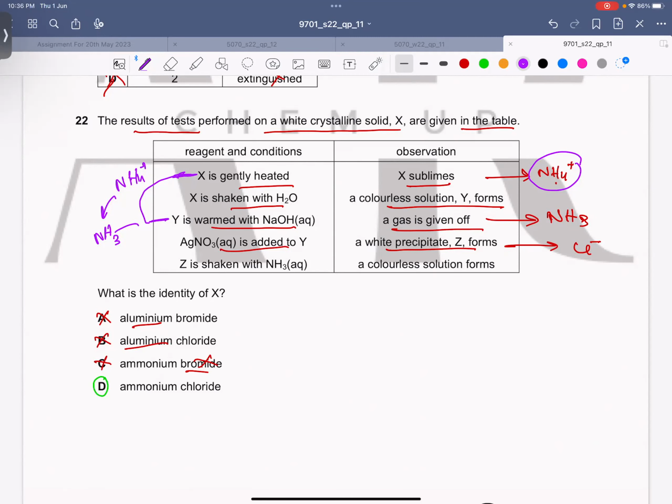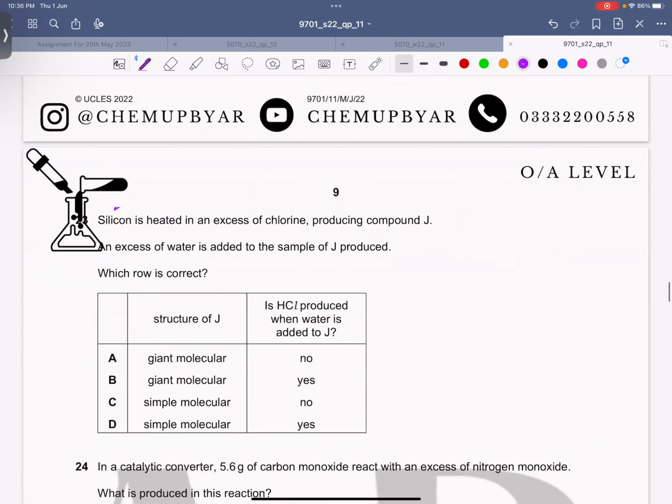Now, question 23. Silicon is heated in excess chlorine producing compound J, and excess water is added to a sample of J produced. So compound J could be SiCl4, and if we add water to it, it would form SiO2 and HCl. SiO2 and HCl are formed.